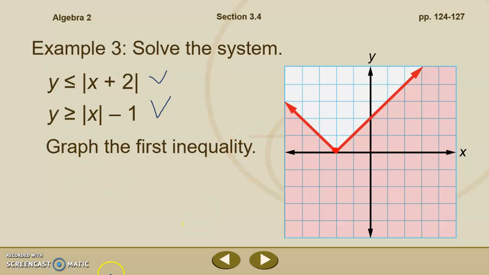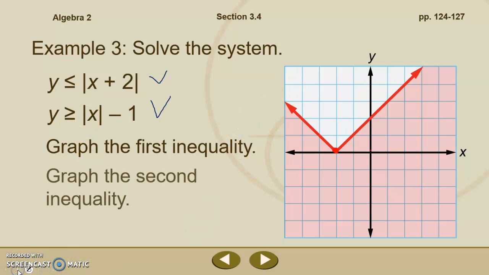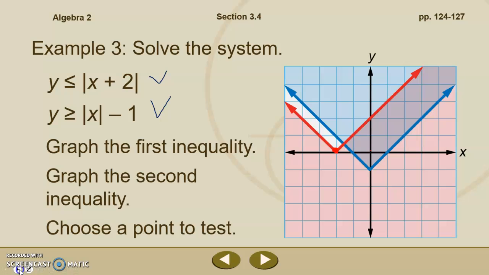Got a solid line there, and graph our second absolute value inequality. There is our second one, and we've shaded the region. It says y is less than, so we shaded below. And for the second one, y is greater than or equal to, so we shaded that blue above. And here, in this slightly purple area, you can see our point of intersection. We can choose a point to test, like 1, 1, and it should satisfy both of these inequalities, which it does.